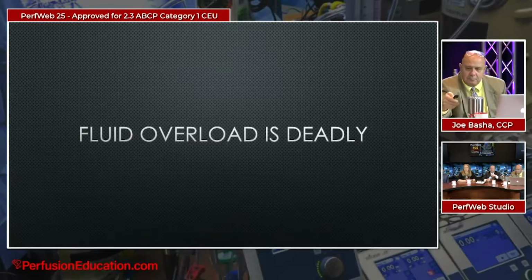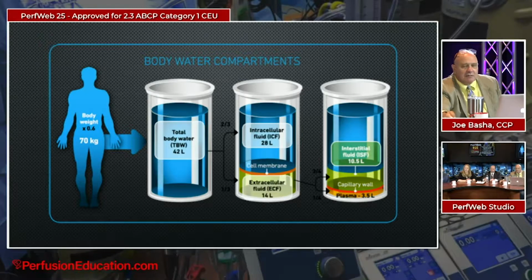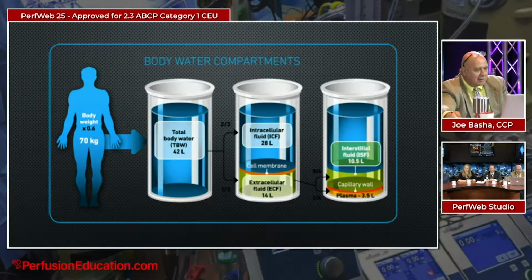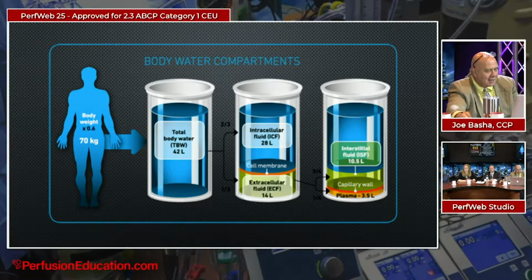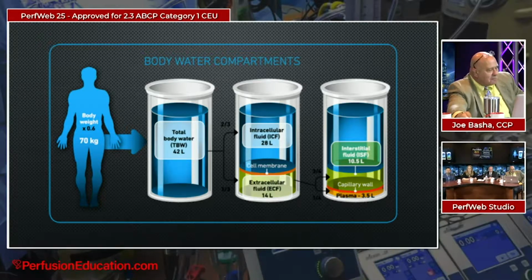So we should avoid the term fluid overload. Here's a diagram of the basic normal physiology of a 70-kilo man, where you take the body weight, multiply it by 0.6, and you get your total body water content. Now, this is a normal sized person, not obese, a normal Texas sized person. This is more of a Southern California person.